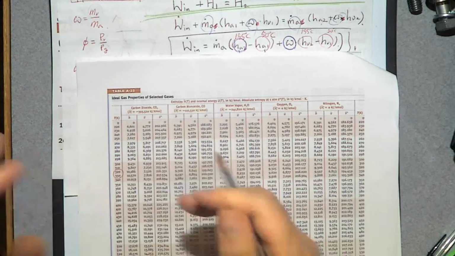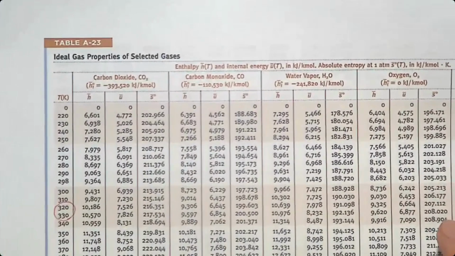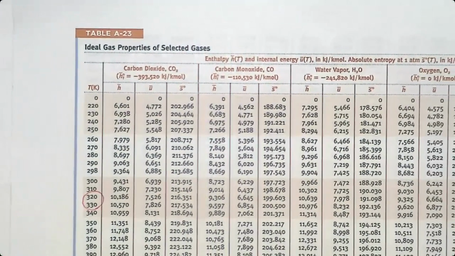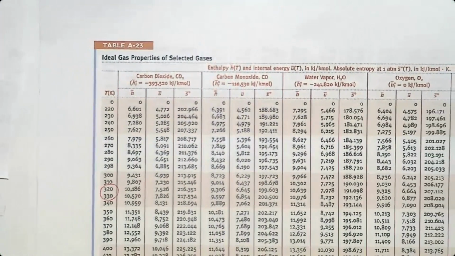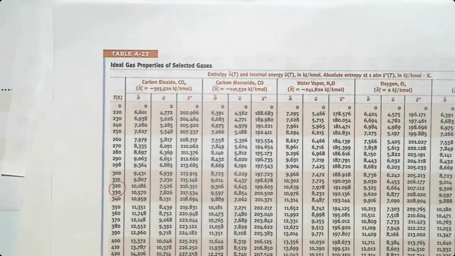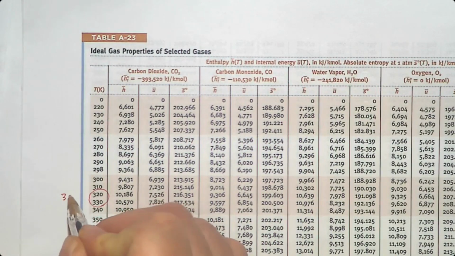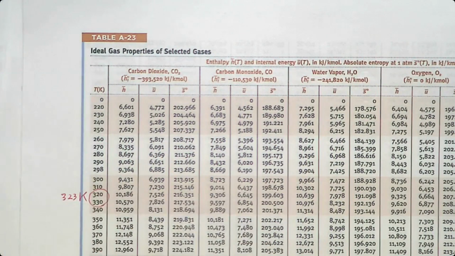Between these two numbers. So let me zoom in. So 323 is between these two numbers. Why is it moving? So where is water? Water vapor right here. So where is H? This one. So let's go down. The temperature we are looking for is 323 Kelvin, that is 50 degrees Celsius. So we need to do a linear interpolation between these two numbers.